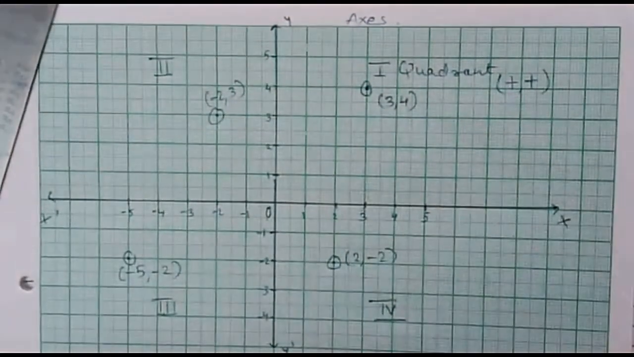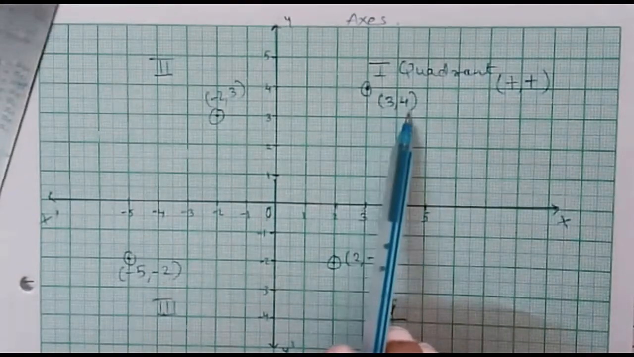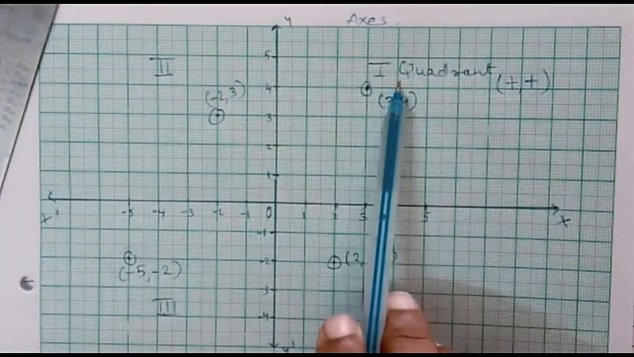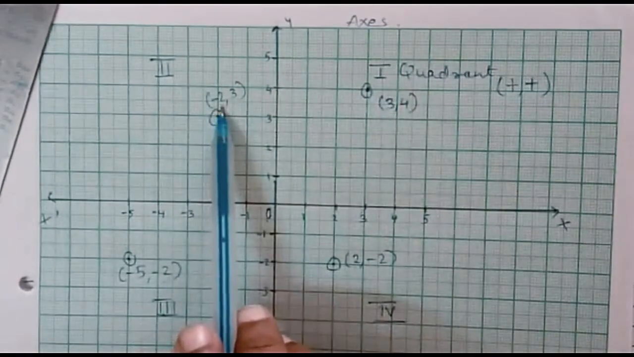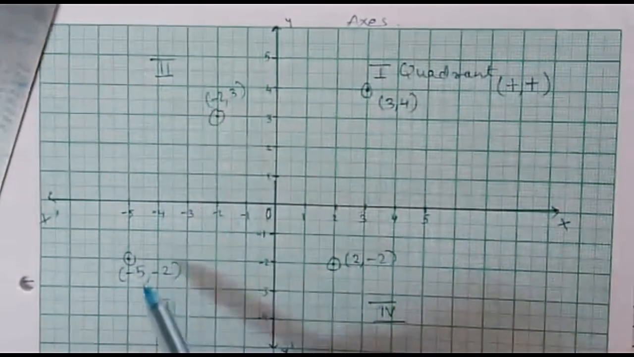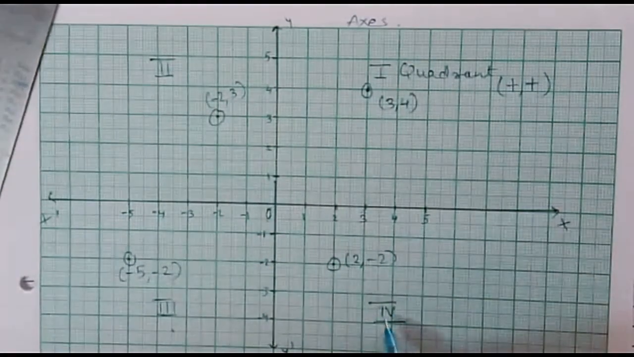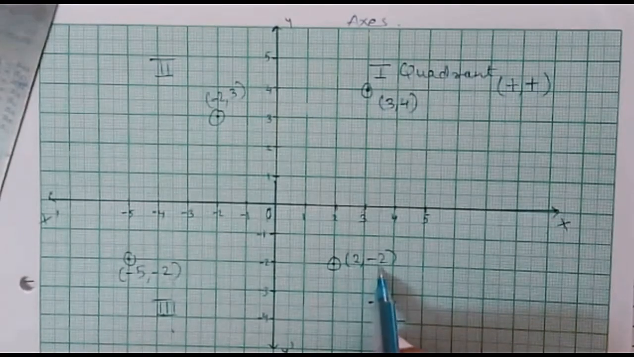So what I want to say is, when both the coordinates are positive, it will lie in the first quadrant. If x coordinate is negative and y is positive, it will lie in the second quadrant. If both are negative, it will lie in the third quadrant. And if x is positive and y is negative, it will lie in the fourth quadrant.